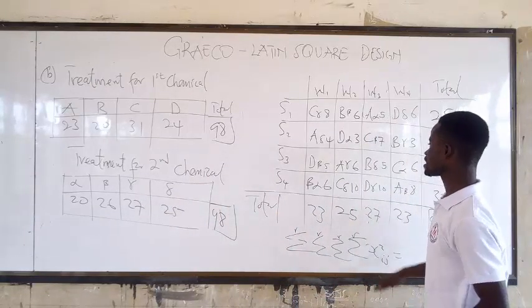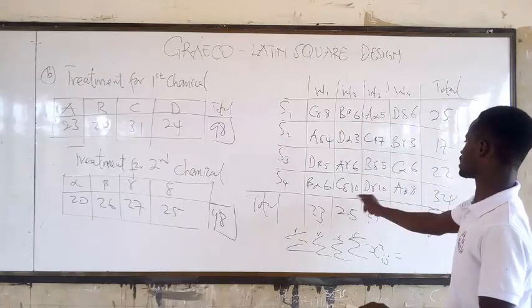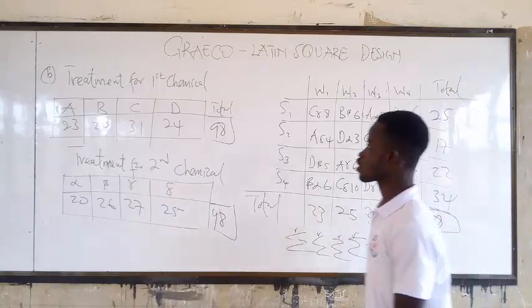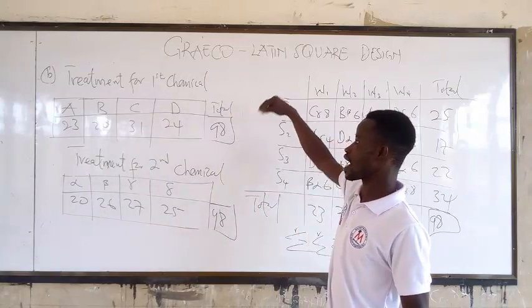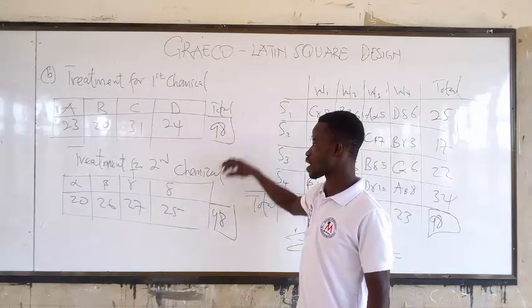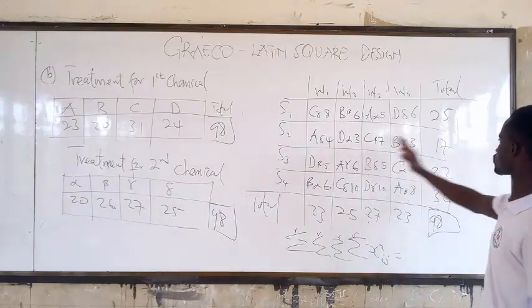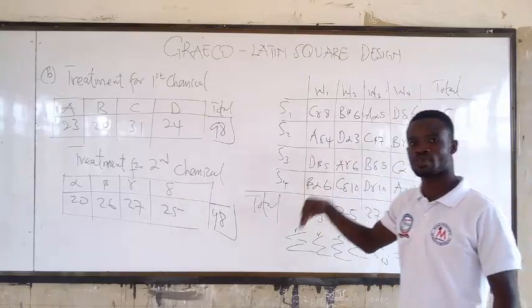Now, this means that you pick each value and square it. That's what we are going to do. The first step is that you pick each value and square it, here, in the rows, and in the columns too. So that's what we are going to do.